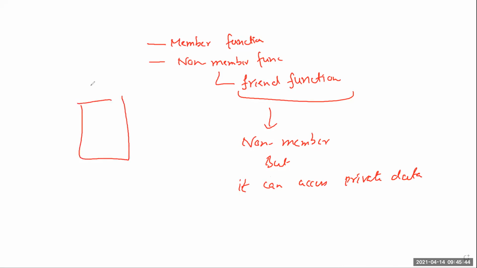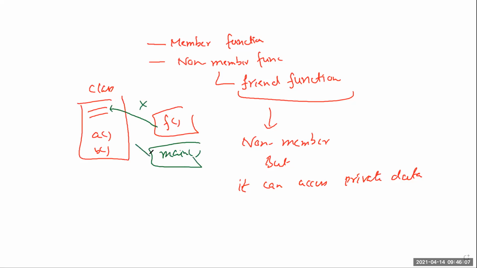So this is our class and this is some function f. This class has some private data and some functions, say a, b. Previously, we have been saying that private data can only be accessed from within the class, meaning outside the class, no one can access this data. No function or even main is allowed to access this private data. You cannot write a.x or p.x.